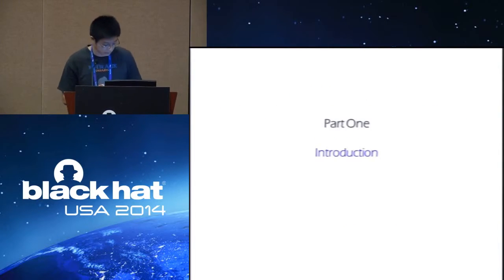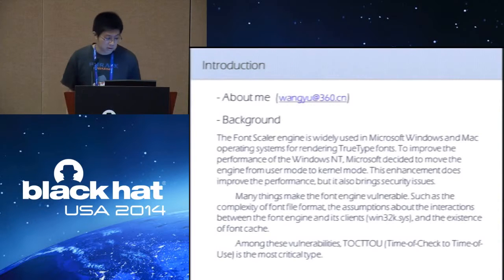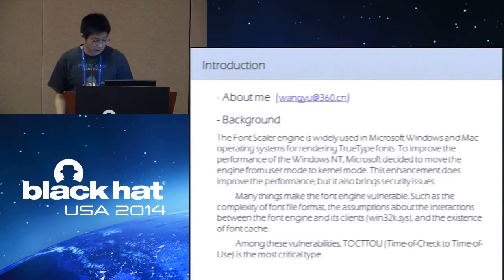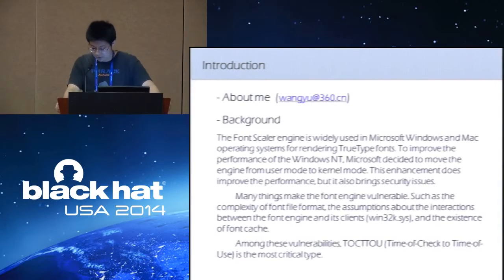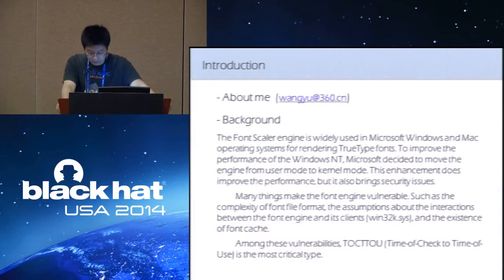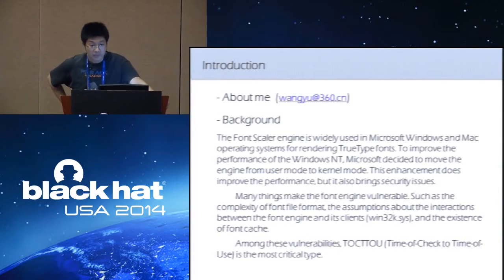Part 1, Introduction. This is my company email address, which you could use to reach me. As background, the font scaler engine is widely used by the Microsoft Windows and Mac OS operating systems for rendering TrueType fonts. It was first introduced in 1989. Later, to improve the performance of Windows NT, Microsoft decided to move the engine from user mode to kernel mode. This enhancement does improve the performance, but it also brings security issues.